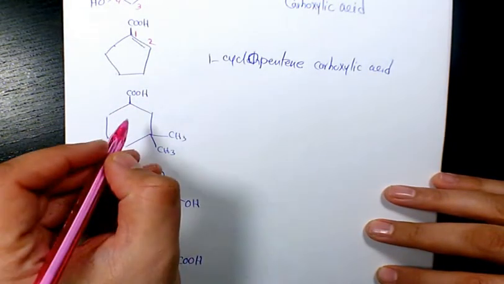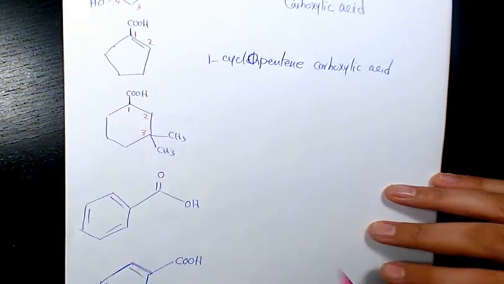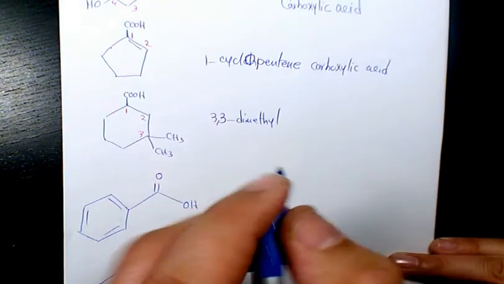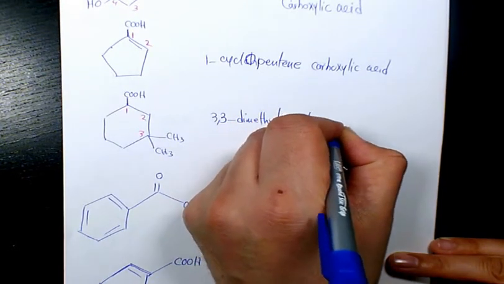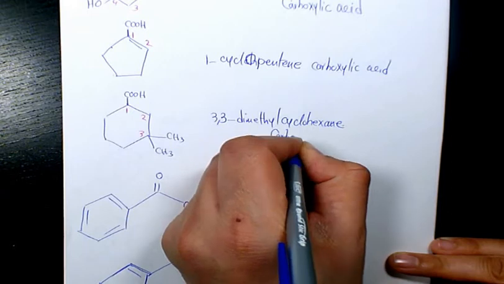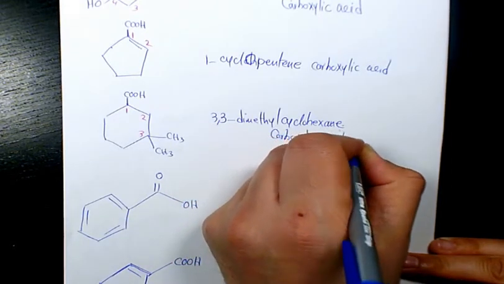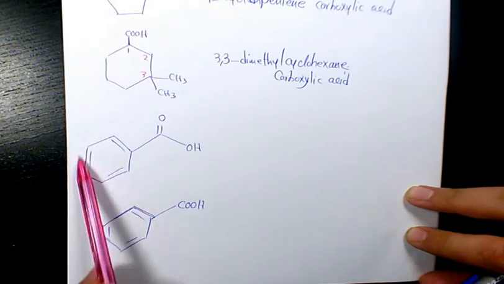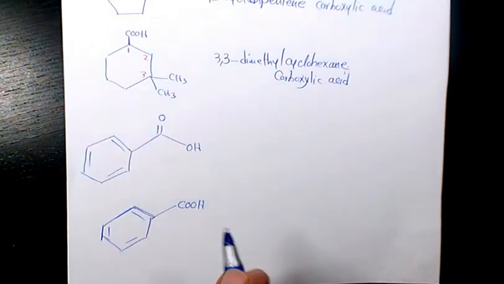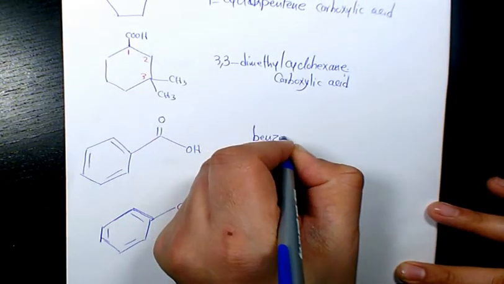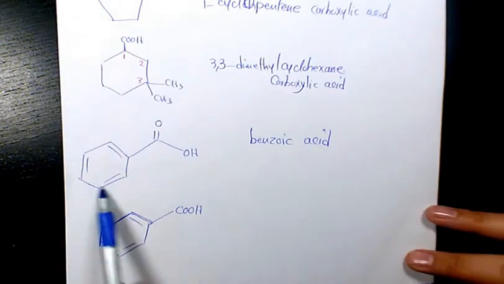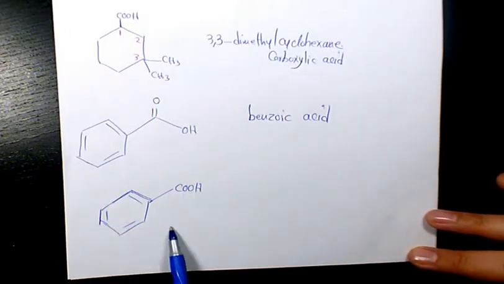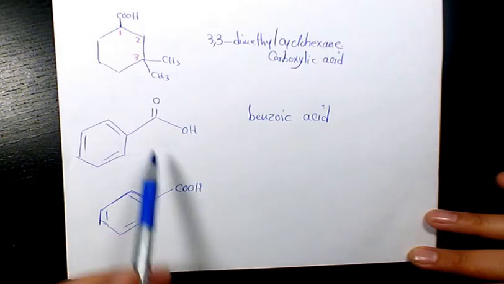For naming this organic compound, we need to start numbering from this side. It's going to be 1, 2, and 3. So it means that we have 3,3-dimethylcyclohexane carboxylic acid. Next one, we are dealing with an aromatic ring connected to the carboxylic group. This one is very famous and is called benzoic acid. So whenever benzene is connected to the carboxylic acid, we call it benzoic acid. We can also show it like that, benzoic acid. That's exactly the same as the other one.